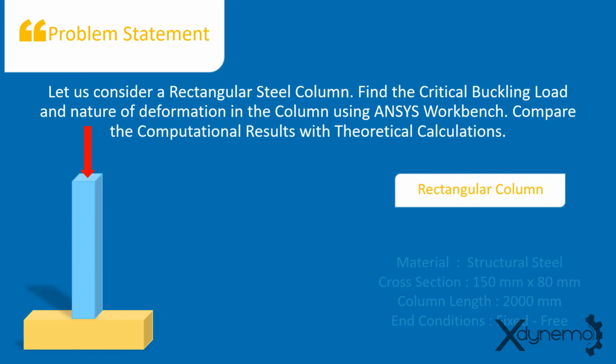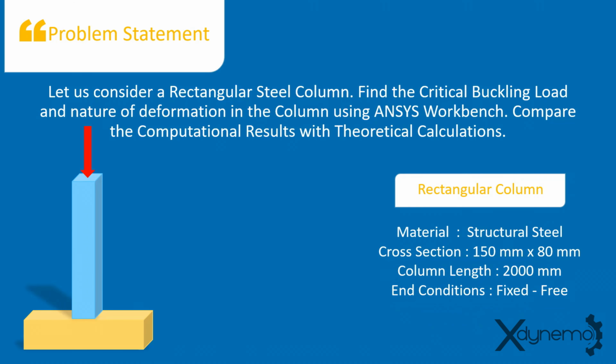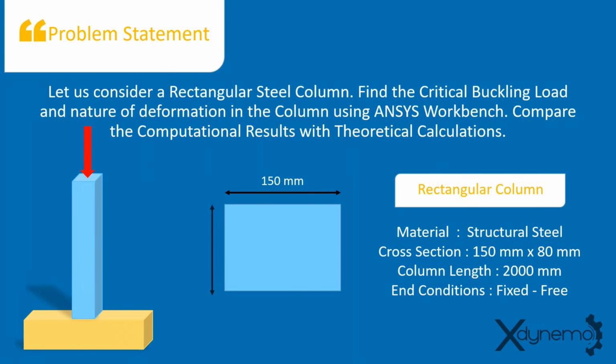Let us consider a rectangular column made up of structural steel with a cross-section of 150 mm by 80 mm. The length of the column is 2000 mm. One end of the column is fixed, and the other end is free.